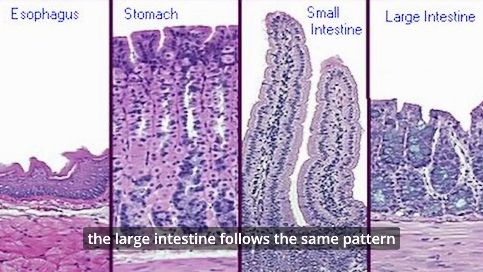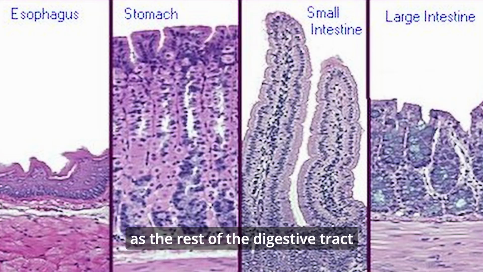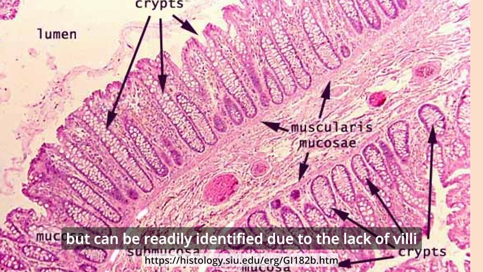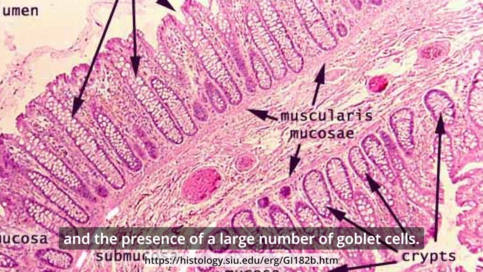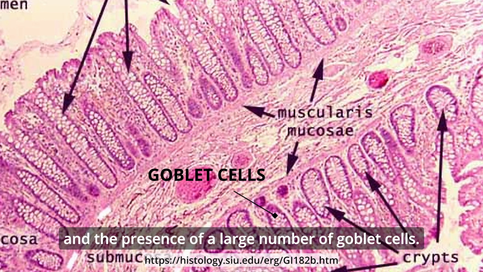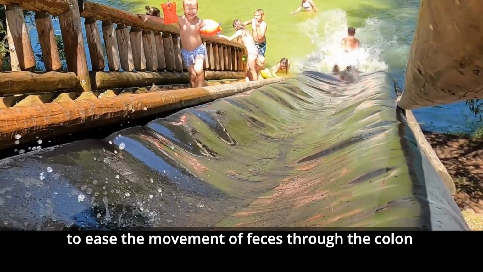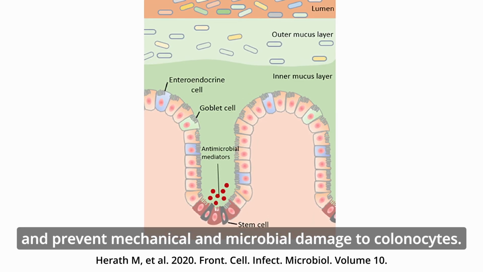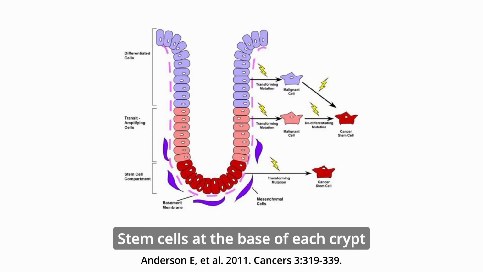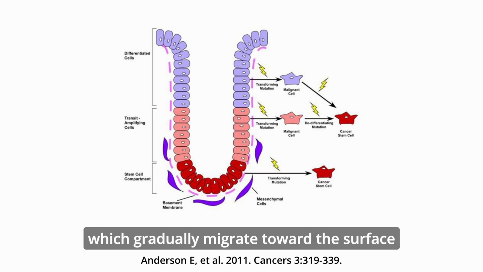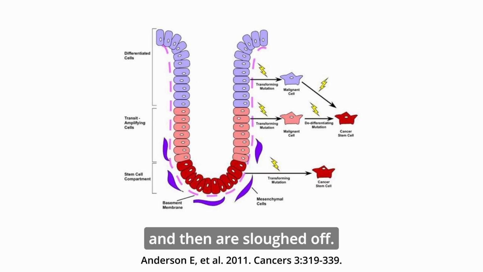Histologically, the large intestine follows the same pattern as the rest of the digestive tract, but can be readily identified due to the lack of villi and the presence of a large number of goblet cells. Goblet cells secrete mucus to ease the movement of feces through the colon and prevent mechanical and microbial damage to colonocytes. Stem cells at the base of each crypt divide to produce new colonocytes, which gradually migrate toward the surface and then are sloughed off.